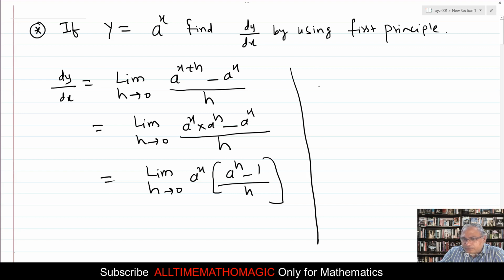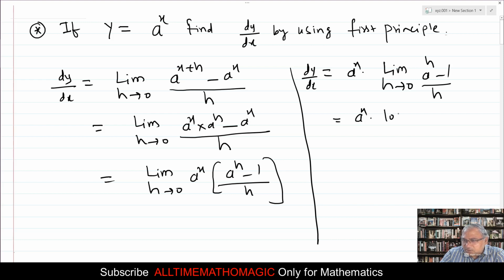So dy by dx equals a raised to x times limit h tending to 0, a raised to h minus 1 upon h. This limit is nothing but log a to the base e. Therefore, differentiation of a raised to x with respect to x equals a raised to x log a to the base e.